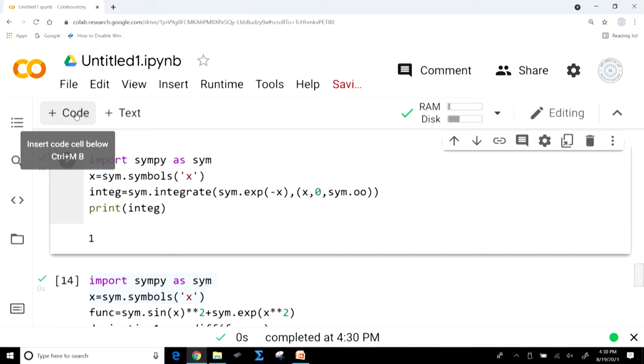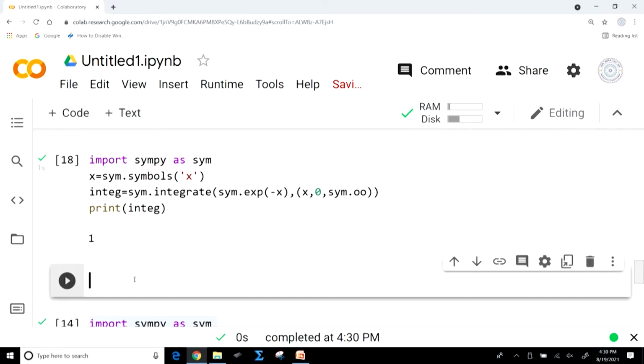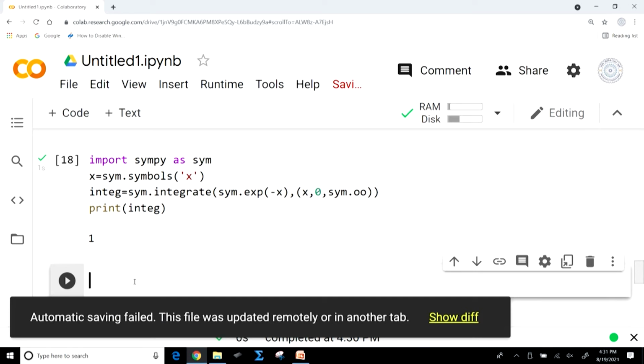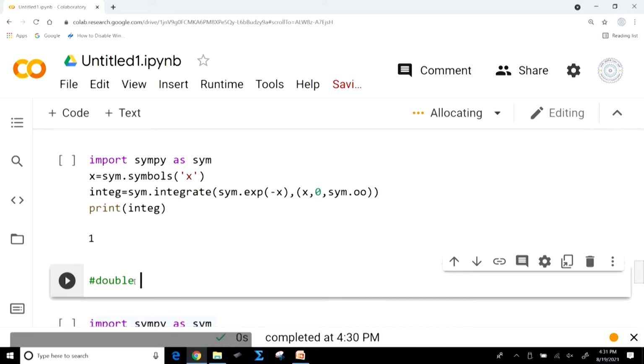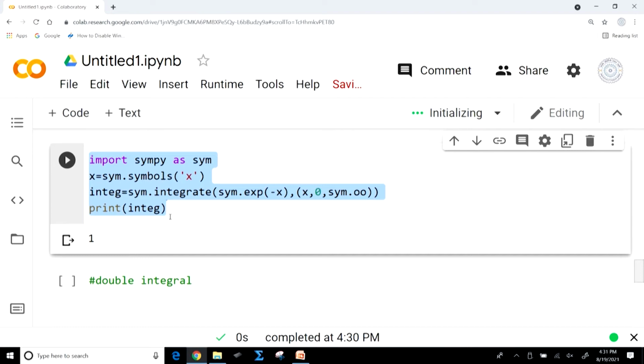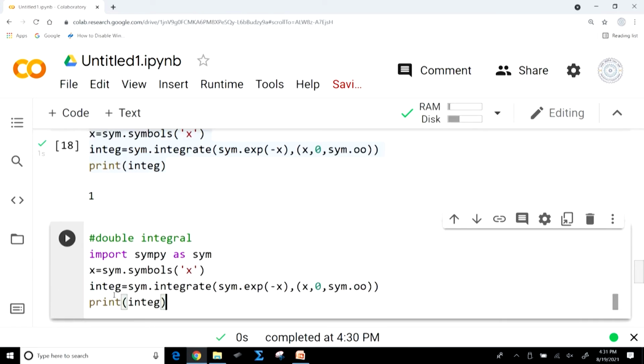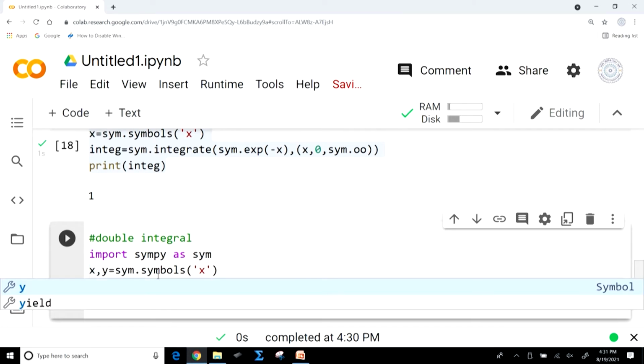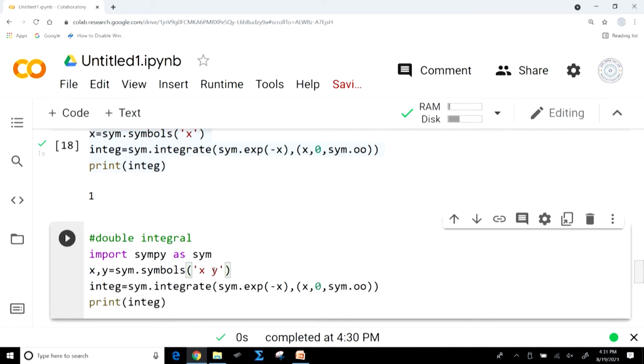Now, suppose you want to find out the value of the double integral. How can you calculate a double integral? Let us see double integral, which is definite, of course. How can you do that? Of course, these commands will remain the same. Now, in this you have two variables, so I am declaring two variables x, y over here. And then I am calling the integral over here. First of all, I have to define the double integral.